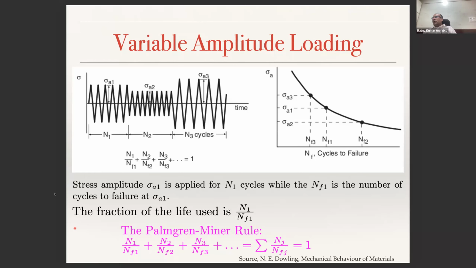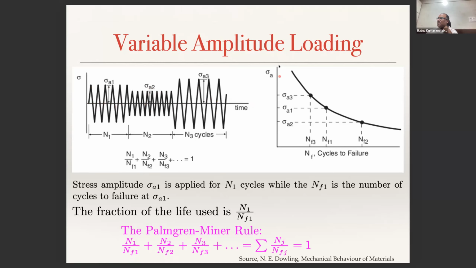If you look at this figure, you can see what I mean by variable amplitude loading. Let us say the loading history for some cycles, say N1 cycles, has an amplitude of sigma A1. For N2 cycles, it has an amplitude of sigma A2. For N3 cycles, it has an amplitude of sigma A3. Keep in mind that in all these cases, mean stress remains constant. In this case, it is fully reversed loading, so the mean stress is 0. Now, how do I go about finding the life of the component?